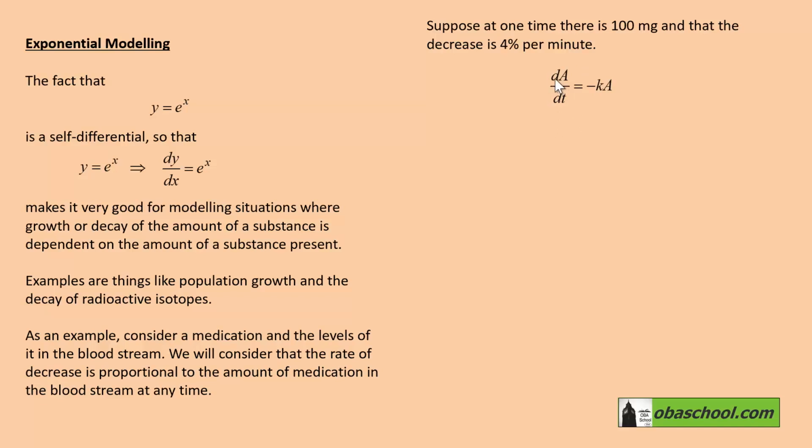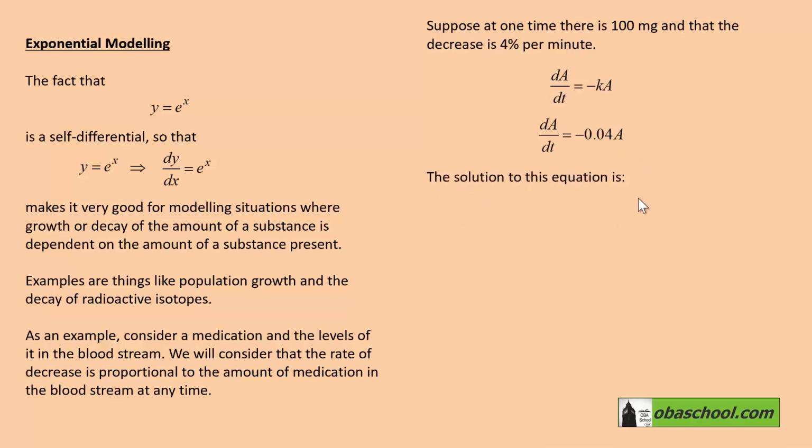This is going to have the form dA/dt equals negative kA, where k is a positive constant. So the rate of change with respect to time is going to overall be negative and proportional to the amount of the medication in the bloodstream. That's why we've got the A here. In this case, 4% per minute, the k would be 0.04. So we get dA/dt is negative 0.04A. The rate of change is minus 4% of the amount present, if you like.